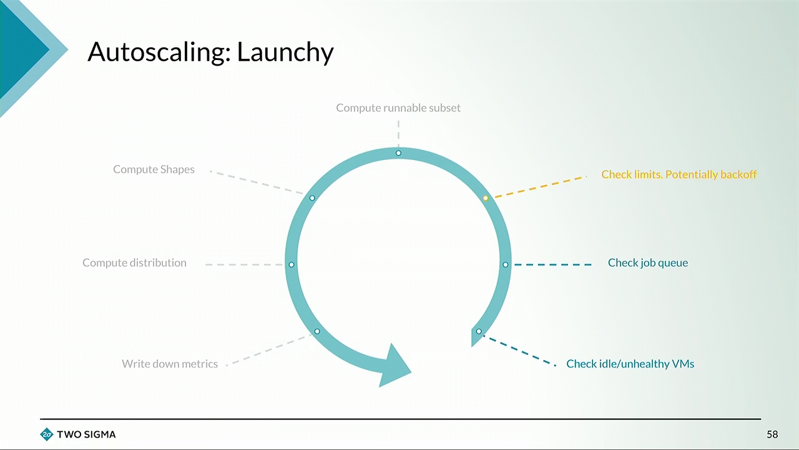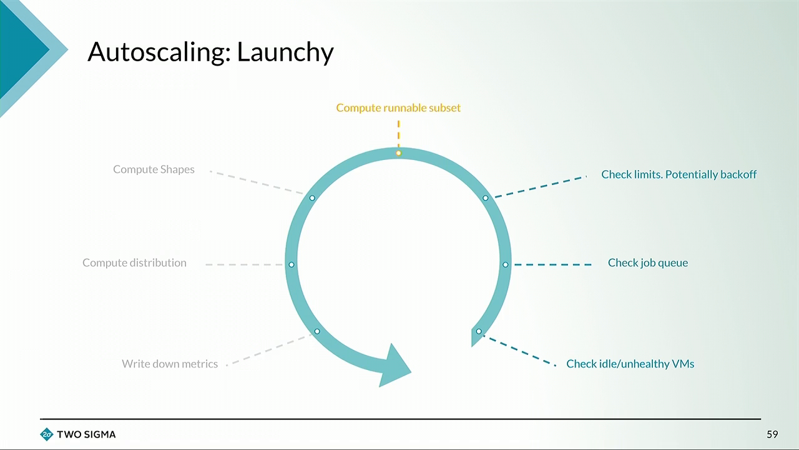Then we check for what we call limits. Limits here could be GCP quotas, could be internal limits like don't spend more than X amount of money per hour, or don't create more than X number of VMs in a given time window. Because remember, they have to talk to internal services. These services are set up for some maximum peak load, so we cannot just start hammering them.